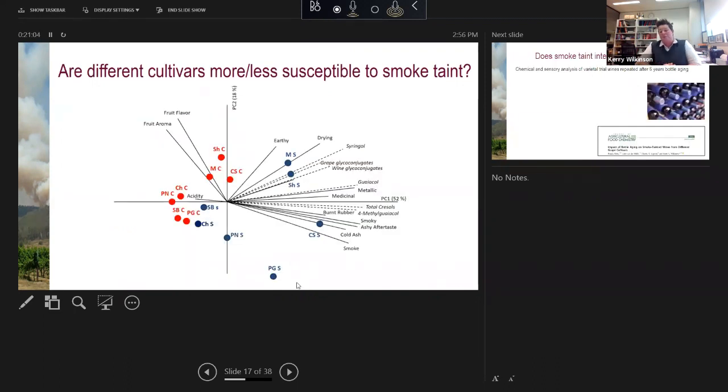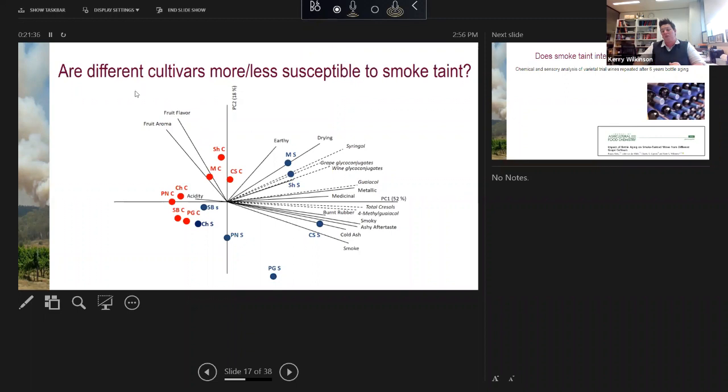So this is a principal component analysis biplot, which basically takes all of our sensory data and our chemical data and displays it in a two-dimensional format where things that are clustered together have more similar chemical and sensory profiles, and things that are further apart are more different. And what we can see is that the red samples, these are our control wines, and we can see they're predominantly clustered on the left-hand side of the plot.